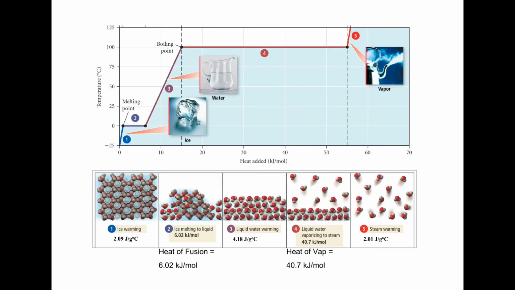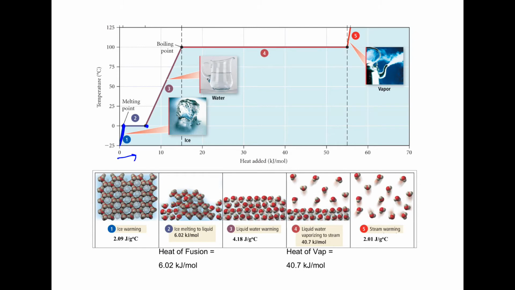Here's what the heating curve looks like for water. If you start at negative 25 degrees, it's going to be a solid. So we have our ice there. So if we start adding in energy going in this direction, we're going to start heating up that ice until it reaches its melting point. And when we reach the melting point, what we've done is we've created a solid sample that's at the melting point, which for water is 0 degrees.